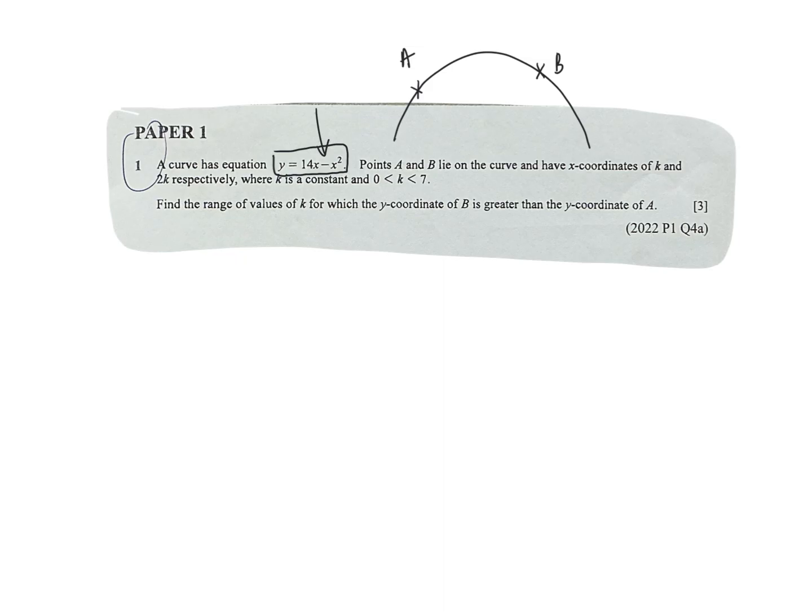And then they say the x coordinate of A is k. I don't know what's the y. And then the x coordinate of B is 2k. I don't know what's the y. So this is all that they told me. And then k must be between 0 and 7. That's all they say. Okay, next thing is find the range of values of k for which the y coordinate of B is greater than the y coordinate of A. So it's suggesting to me that I need to go and find my y first.